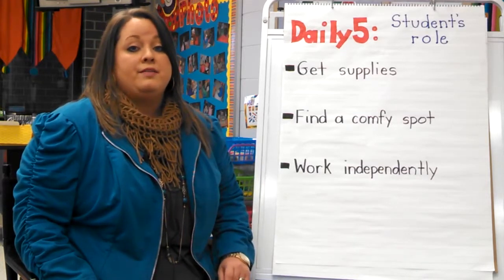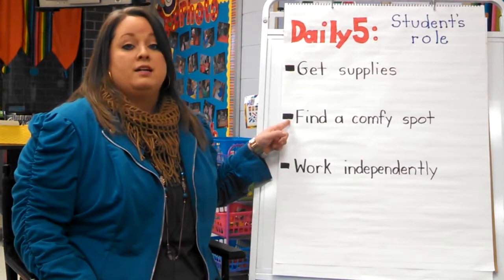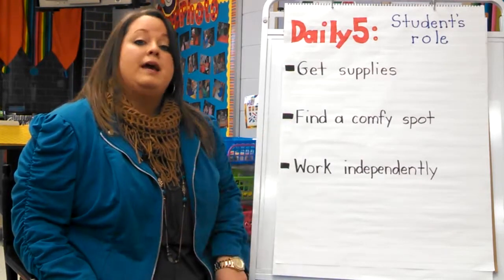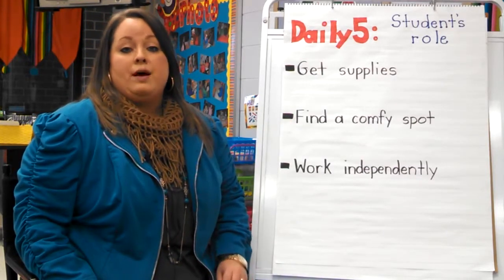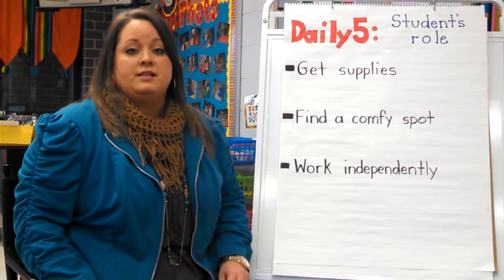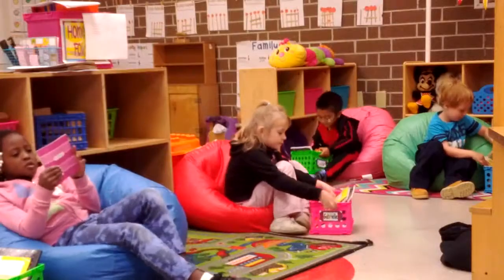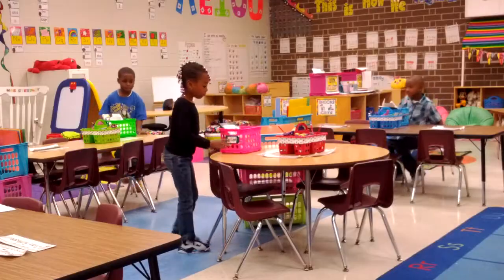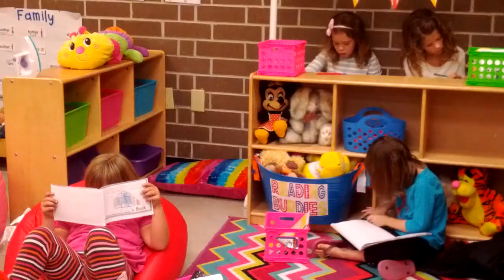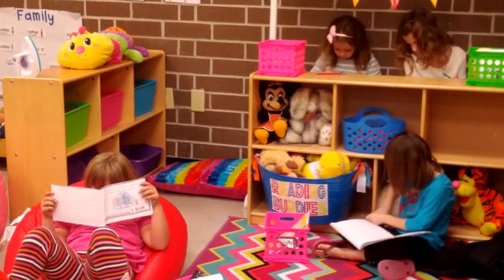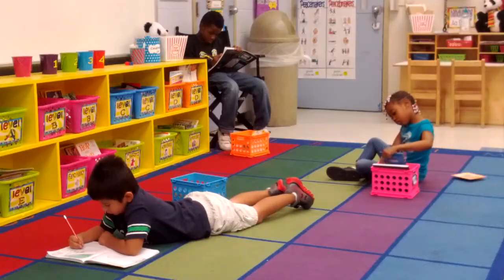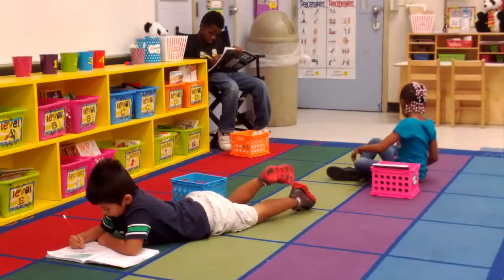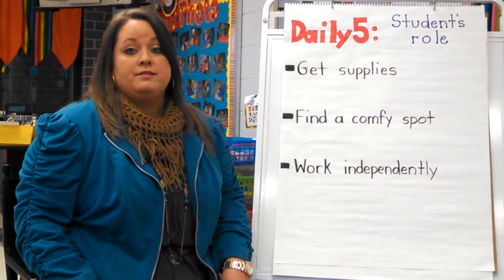The next step in the student's role is to find a comfy spot. They should be able to find a spot in the room that works for them and helps them be successful. This might be in a beanbag, a rocking chair, on the carpet, or sitting at a table. Finally, they should know to work independently. Daily Five is a time for them to work by themselves, to work on reading and writing habits.